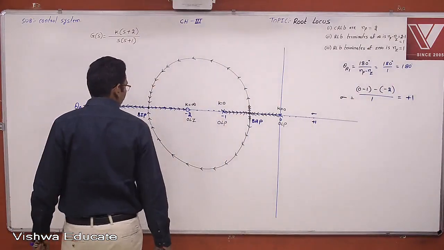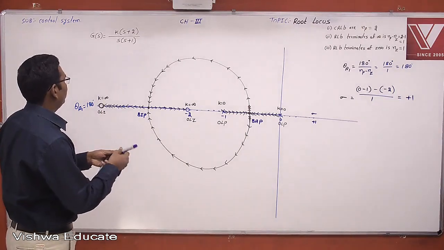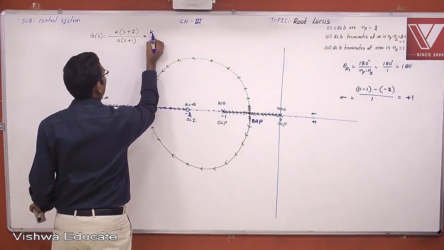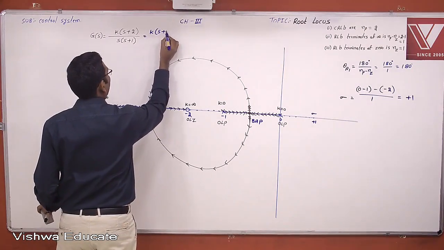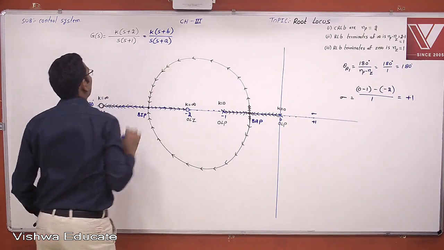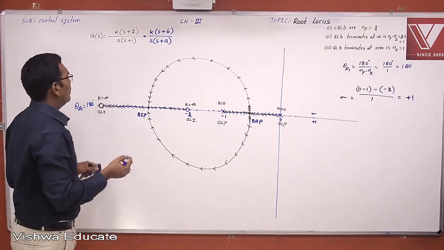Okay, and now see here. Now this is the problem. This transfer function is of this kind: k into (s plus b) by s into (s plus a).